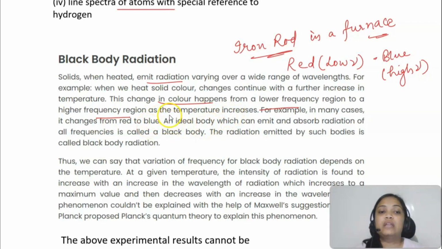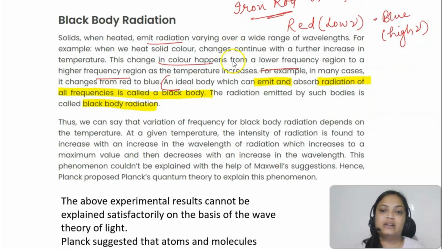Now, what is a black body? An ideal body which can emit and absorb radiations of all frequencies is called a black body, and the radiations emitted by such bodies are called black body radiation. Now this phenomenon could not be explained on the wave theory, the wave nature of electromagnetic radiation.